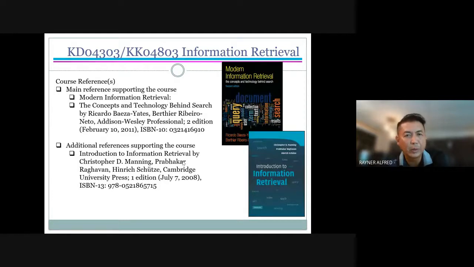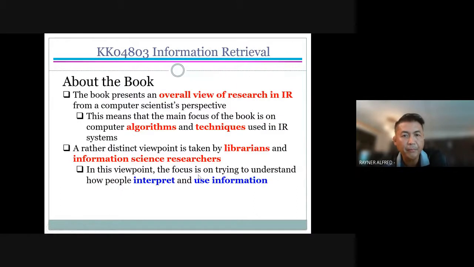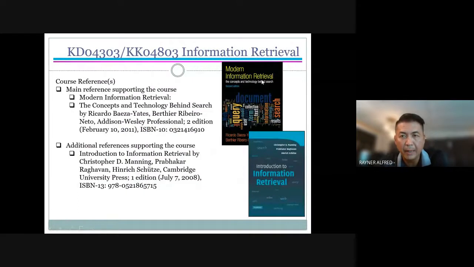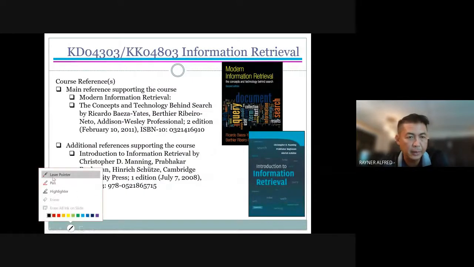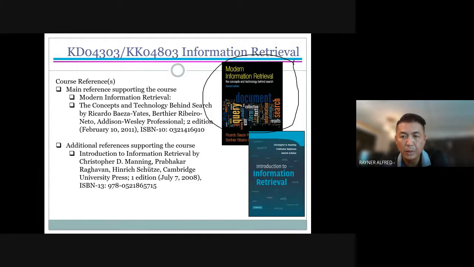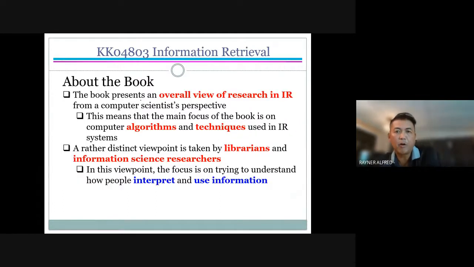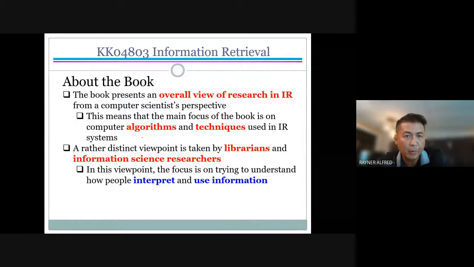So this is the book that we'll be using, Modern Information Retrieval, the concept and the technology behind search. And you could also refer to this book. So for the book that we'll be using, the black one, let me change this. The book presents an overall view of research in IR. So we focus on the algorithm and also technique used in information retrieval.